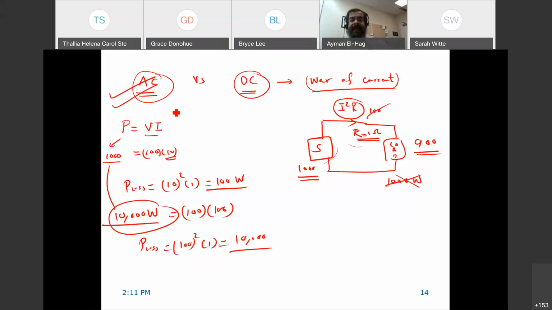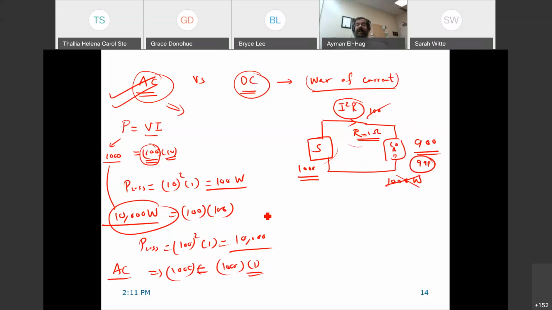How can AC help? Only in AC can we increase the voltage using something called transformers. Not the transformer from the movie, by the way, something different. It changes the voltage. So instead of 100 volts, I can make it 1000 volts, for example, or 10,000 volts. If in AC I increase the voltage to 1000, the current becomes 1, and the losses become I squared times R. I is 1, so 1 squared is 1, times R. So you have only 1 watt loss, and 999 of the power will reach.